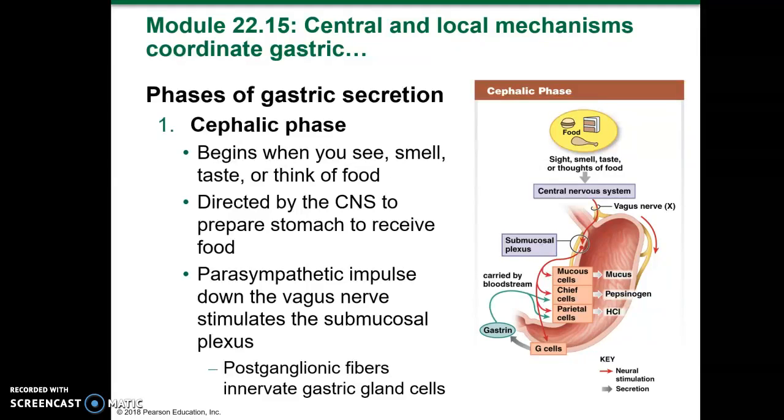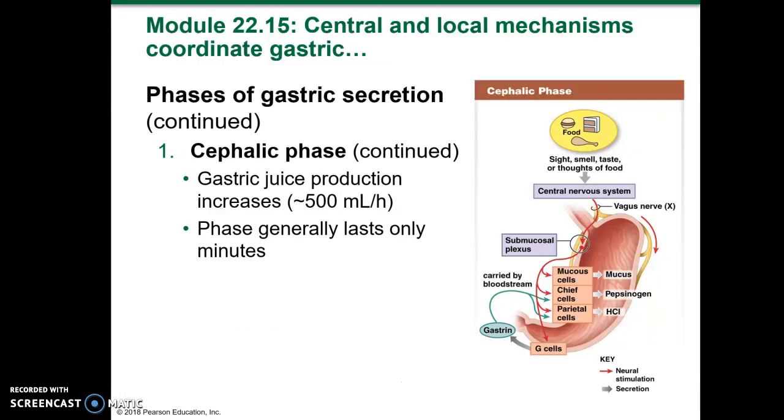Okay, here are the phases of gastric secretion. You have the cephalic phase. This begins when you see, smell, and taste or think of food. It's directed by the central nervous system to prepare the stomach to receive food. The parasympathetic impulse goes down the vagus nerve and it stimulates the submucosal plexus. The postganglionic fibers then innervate the gastric gland cells. The gastric juice production increases, and this phase generally lasts only a few minutes.